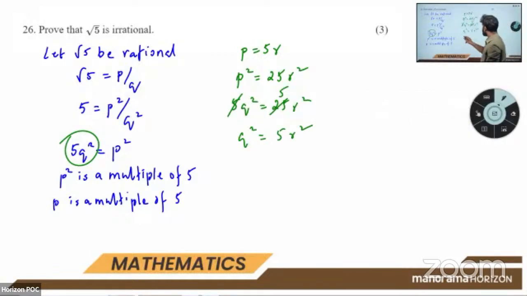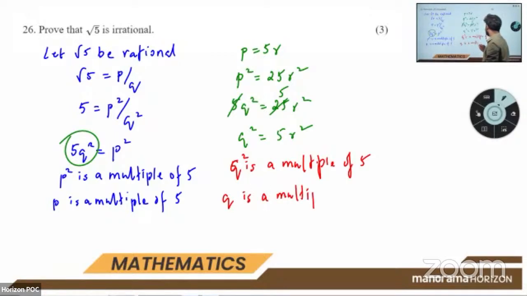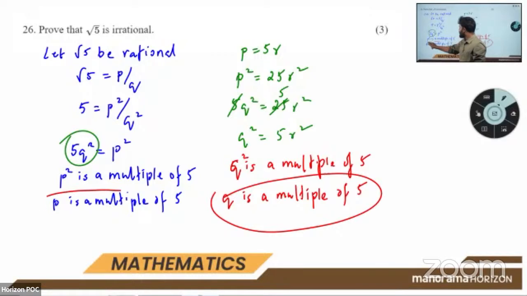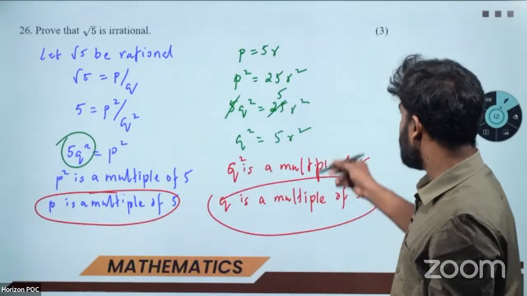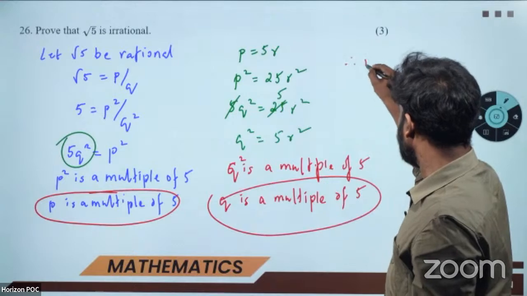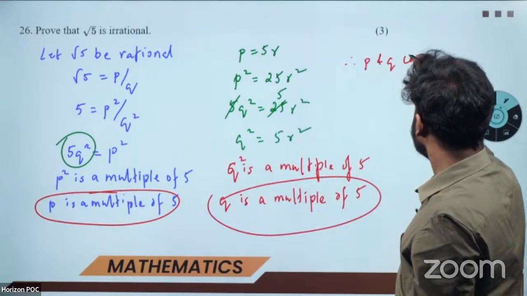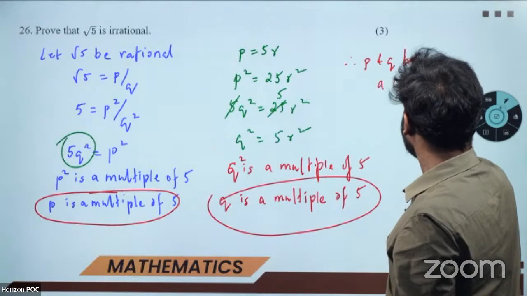If Q square is equal to 5R square, you can say Q square is a multiple of what? Q square is a multiple of 5. If Q square is a multiple of 5, Q is also a multiple of 5. So Q is a multiple of 5 and P is a multiple of 5. So what can you say? P and Q have a common factor.